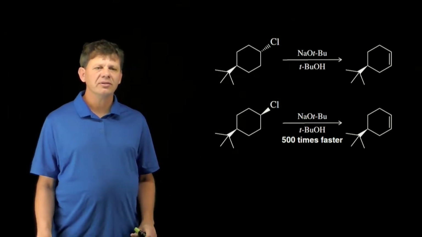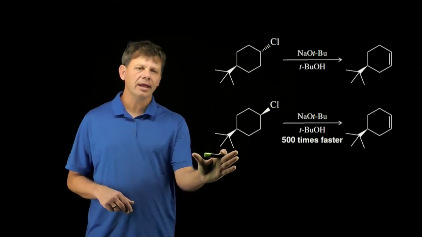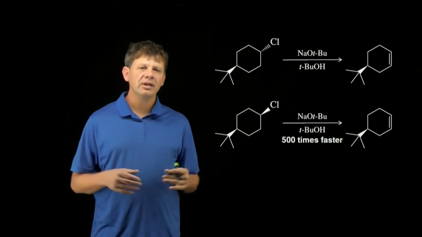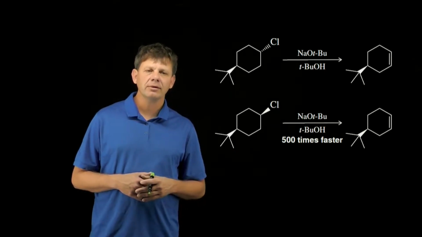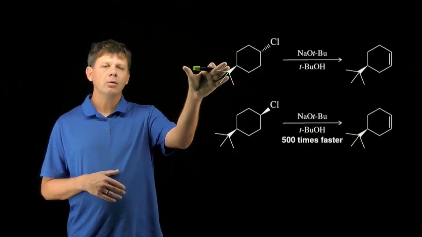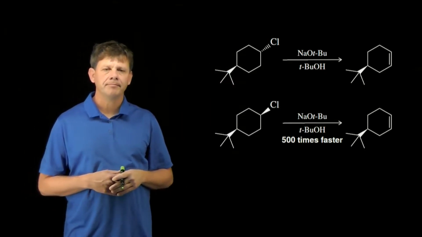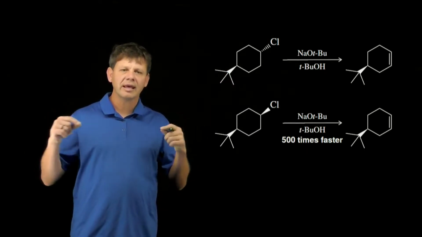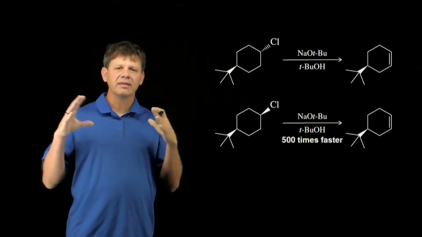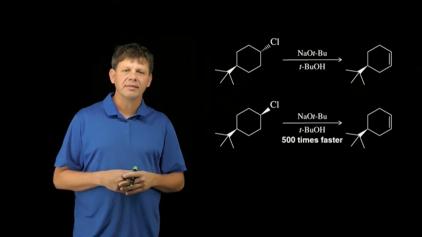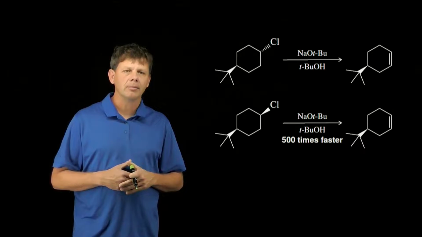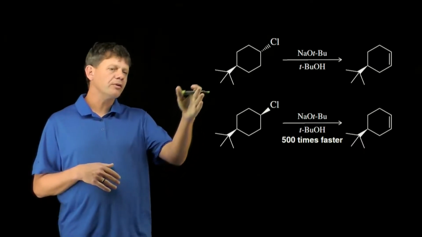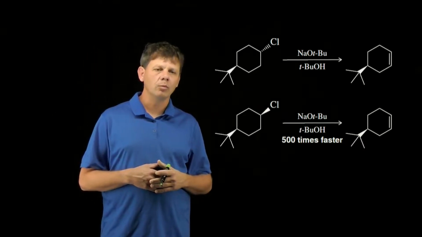This assessment tells us that the cis alkyl halide shown here undergoes E2 elimination 500 times faster than the corresponding trans compound. Now, this is a video that could take a little bit of time, but I want to make sure we think about how we solve a problem like this that is a somewhat difficult problem. Well, the thing we want to do is first look at what's the same and what's different.